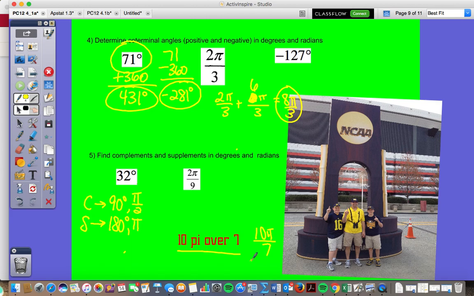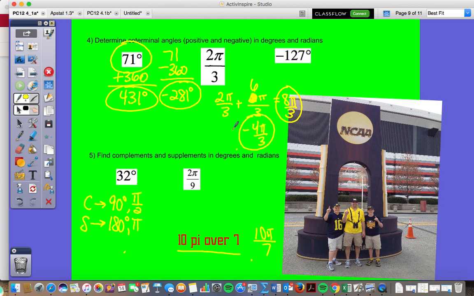What would you write for your answers? You're just trying to find what you would add to get it to 90. So 90 minus. What did you get for your second coterminal on that? 8 pi over 3 and negative 4 pi. Yep, that's good.